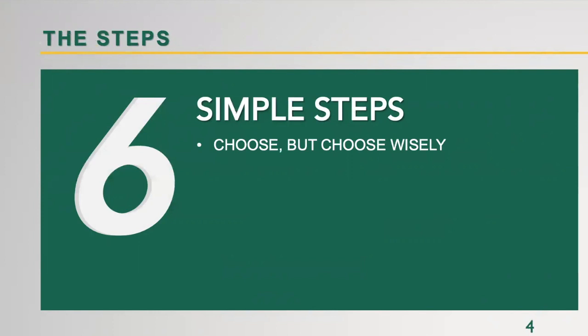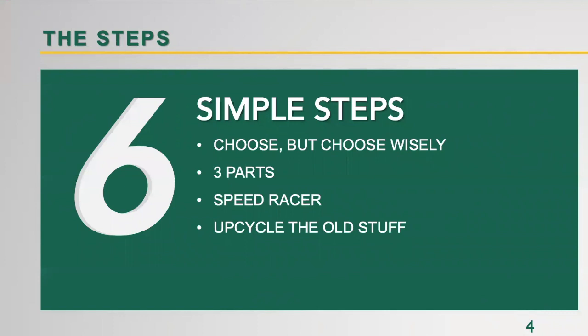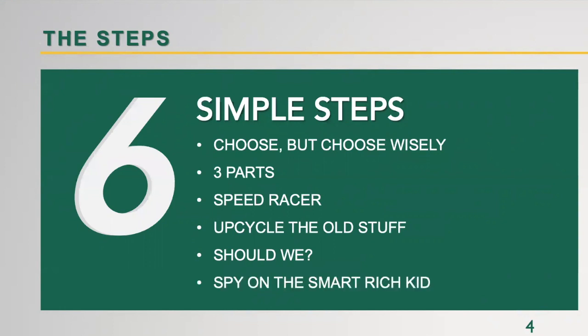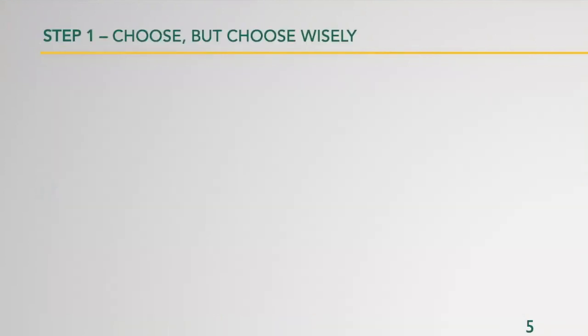They are: choose, but choose wisely. We'll talk about 3 parts of a landing page. We'll talk about speed and landing pages. We'll talk about content a little bit, and what to do with the landing pages. And the age-old question, should we do this? Greg, this is always how the question is posed to me: should we do this? Should we not do this? And then our hint, it's always a good idea to spy on the smart rich kid. We'll talk about how to do that as we wrap it up. This one should take 30 minutes at the most.